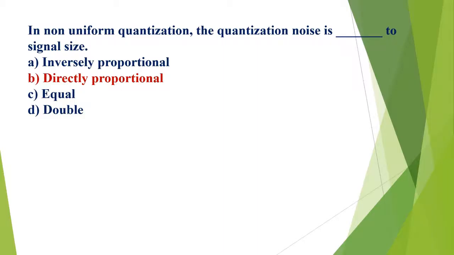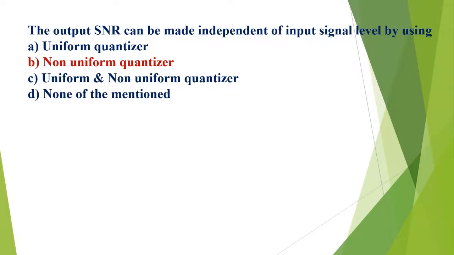In non-uniform quantization, the quantization noise is dash to signal size. A. Inversely proportional, B. Directly proportional, C. Equal, D. Double. And the correct option is B. The output SNR can be made independent of input signal level by using A. Uniform quantizer, B. Non-uniform quantizer, C. Uniform and non-uniform quantizer, D. None of the mentioned. And the correct option is B.